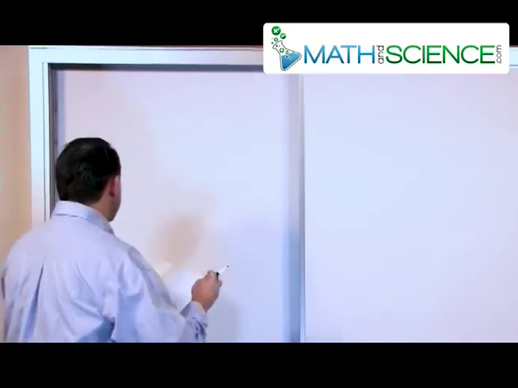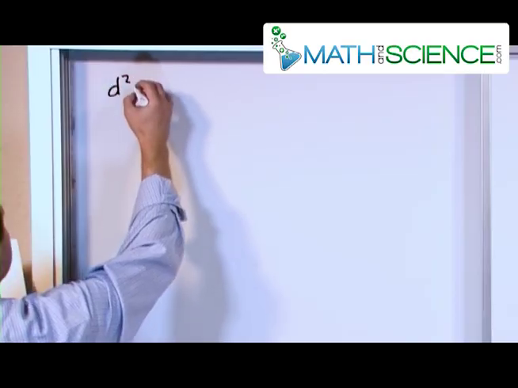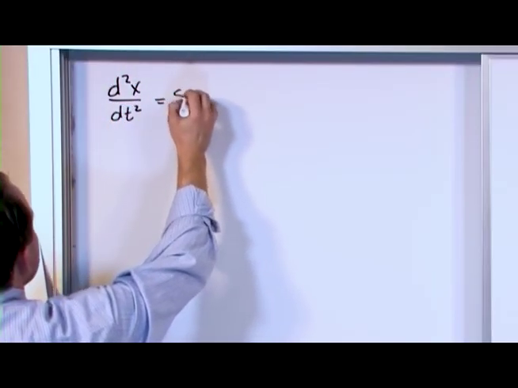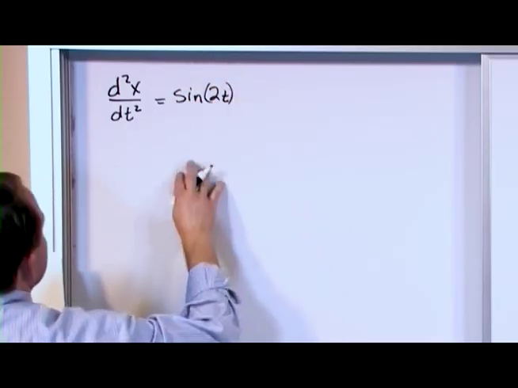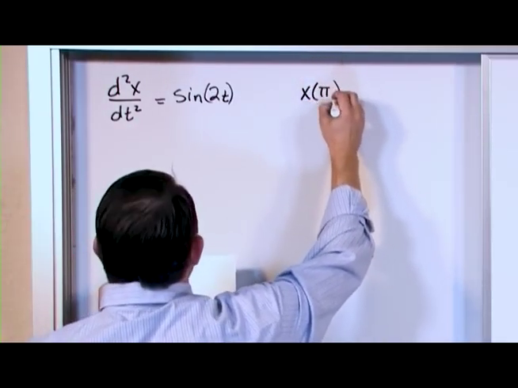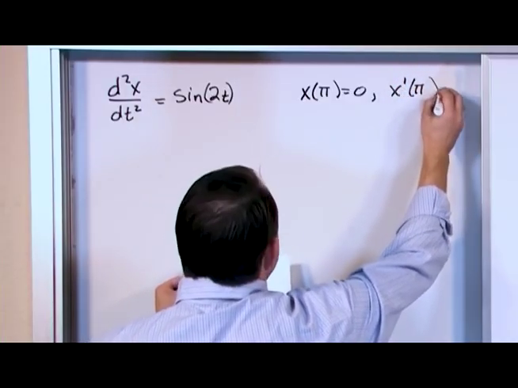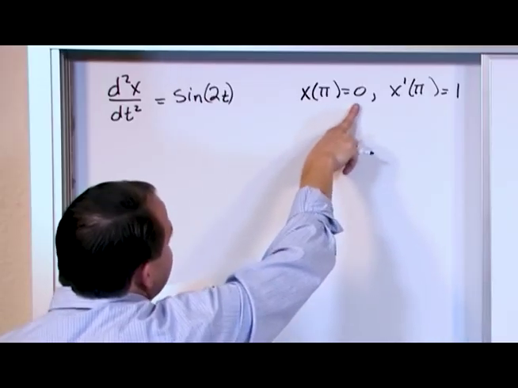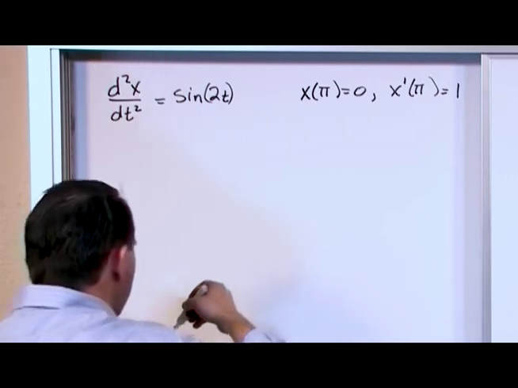So let's solve the following differential equation. Let's say we have the second derivative of x with respect to time equal to sine of 2t. Okay? And let's have an initial condition: x at pi is equal to 0, and x prime at pi is equal to 1. So the function that we get, when we evaluate it at pi, we should get 0. The first derivative of the answer we get, when we evaluate it at pi, should be equal to 1.